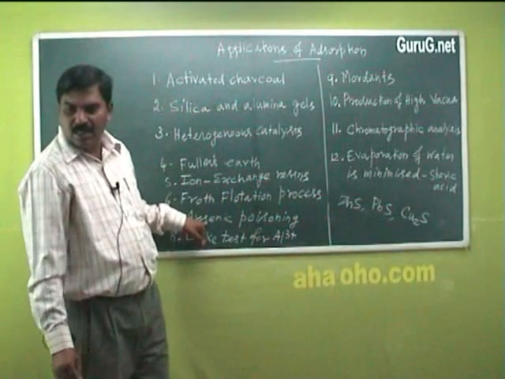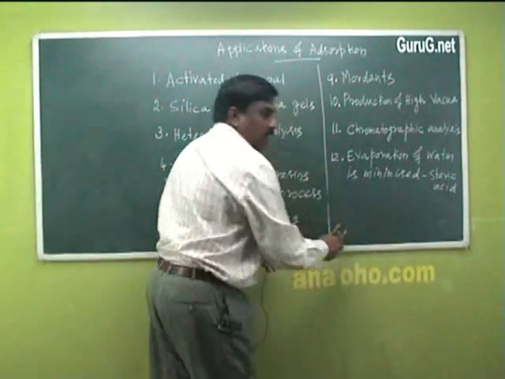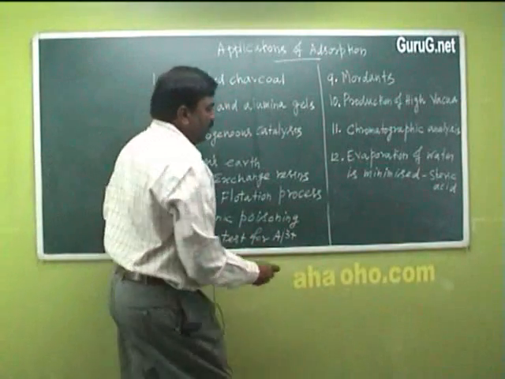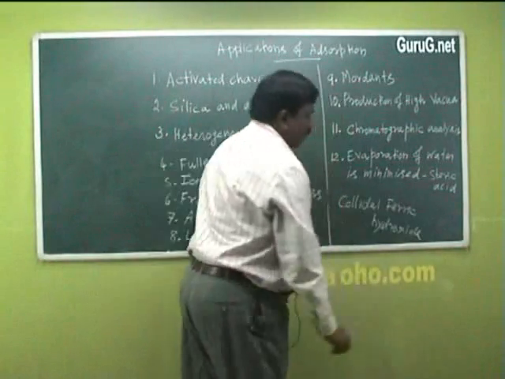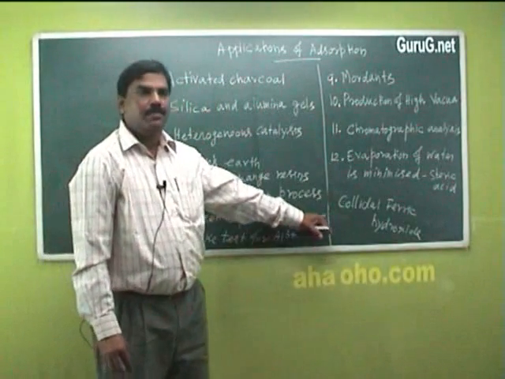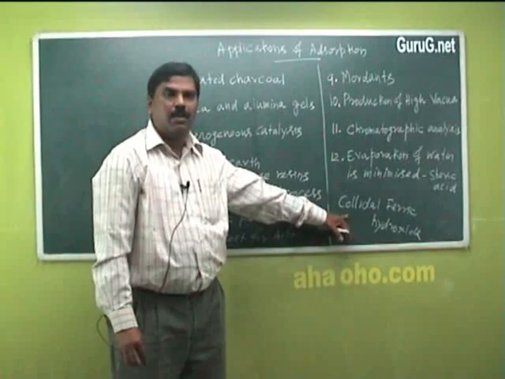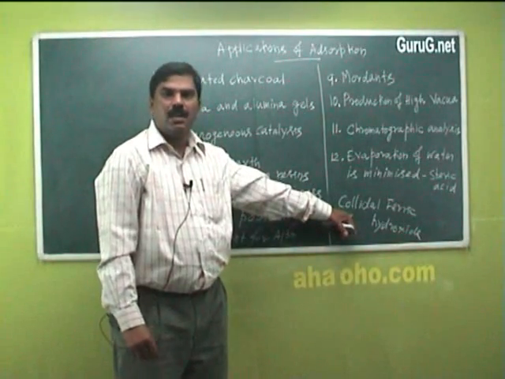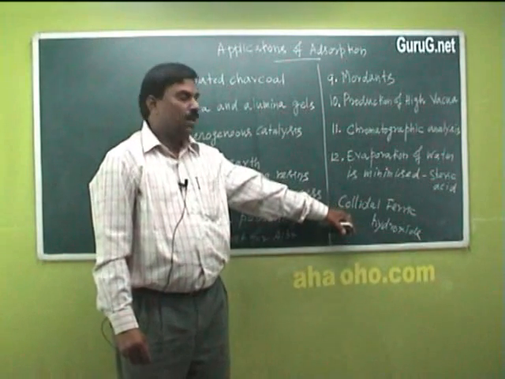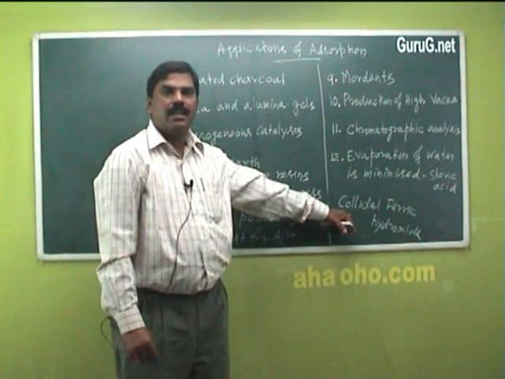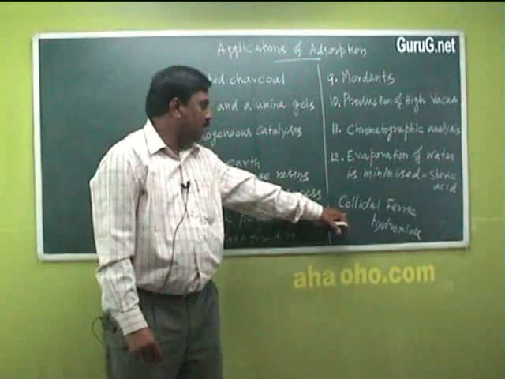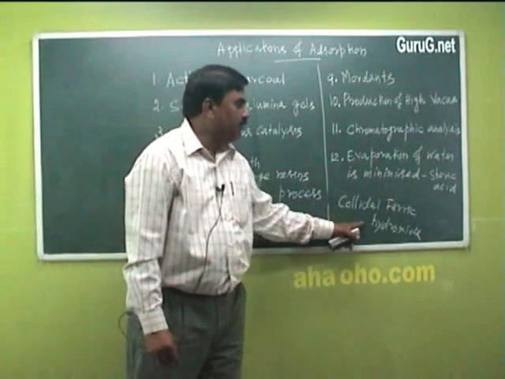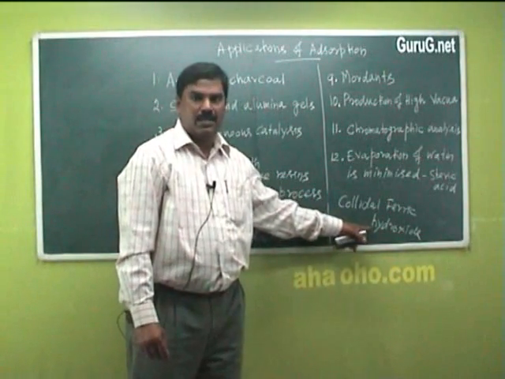The next application is arsenic poisoning. When a person has taken arsenic, you can give colloidal ferric hydroxide. This colloidal ferric hydroxide adsorbs all the arsenic in the body. Then by way of vomiting, you can remove the arsenic from the body. Arsenic is a highly dangerous chemical. It can cause cancer in the lungs. So you can treat arsenic poisoning using the adsorption process, with colloidal ferric hydroxide as the adsorbent.